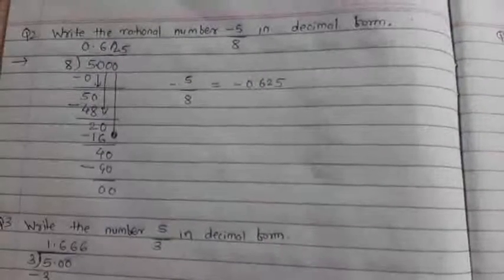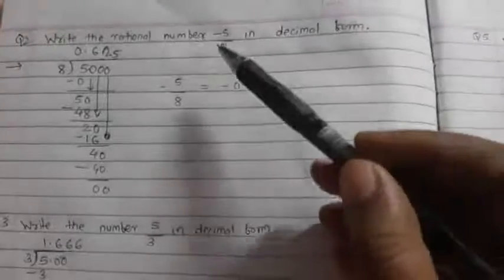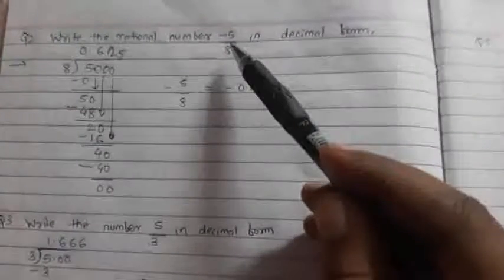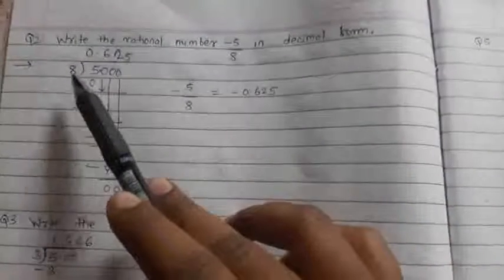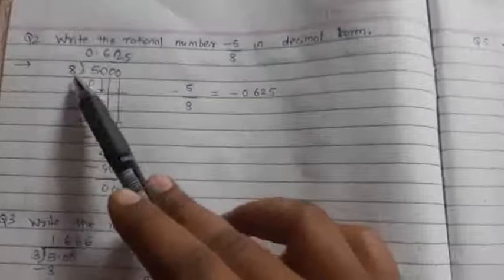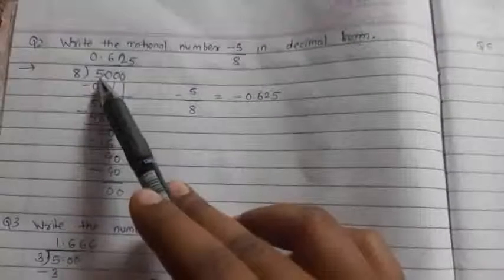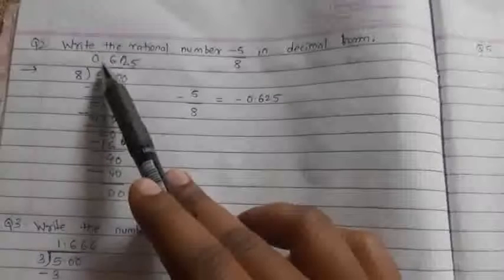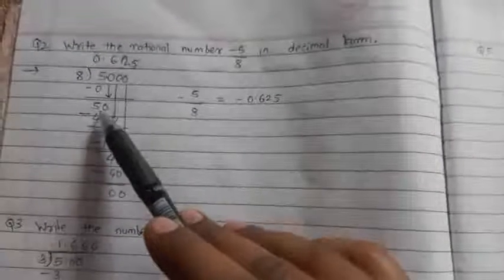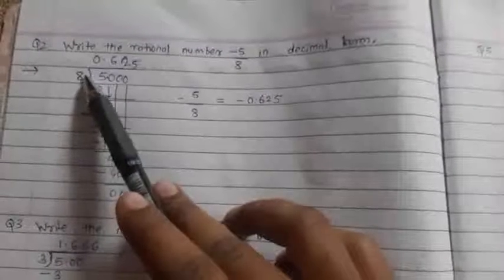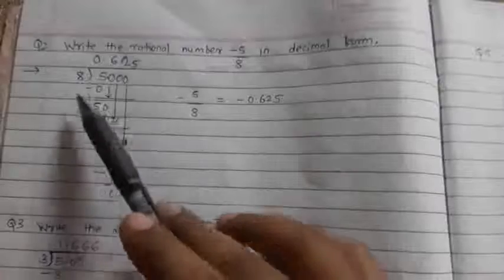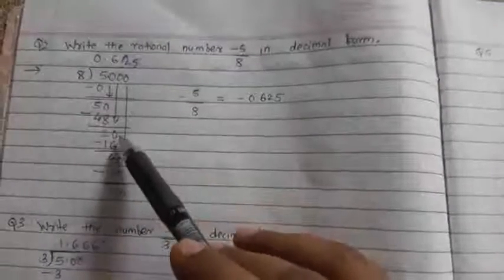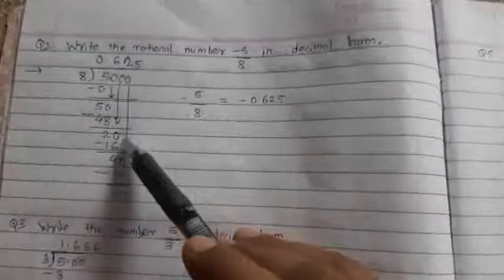Next example is write the rational number minus 5 by 8 in decimal form. Minus sign, let it be, just think about the number 5 divided by 8. So we divide 5 by 8. The first number is 5, so it is smaller than 8, so we have to take a decimal point. Now we can add 0 on 5, it will become 50. So count up to 50, 8 6s are 48. So 50 minus 48 is 2. Again this 2 is smaller than 8, so we can add 0. Already the decimal point is taken, so we can add 0.